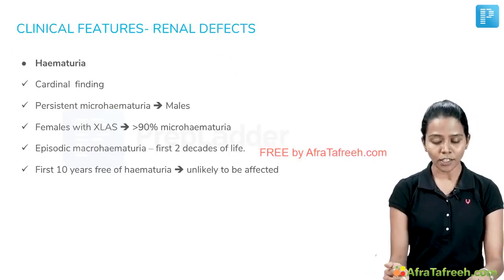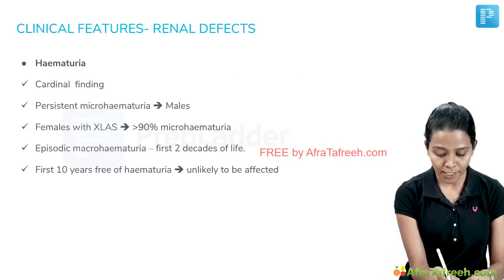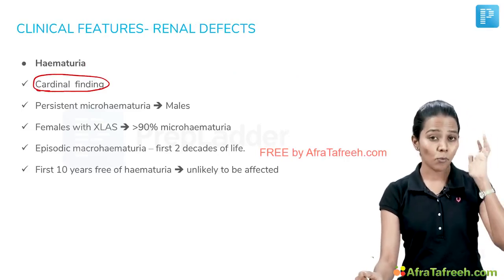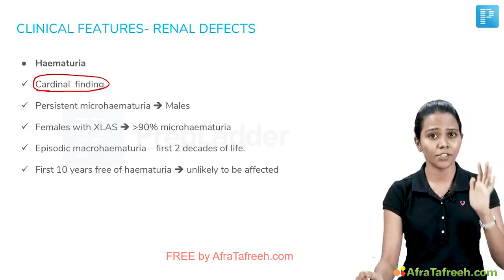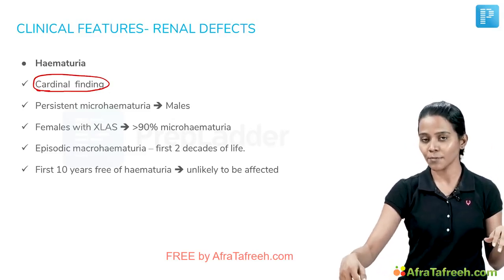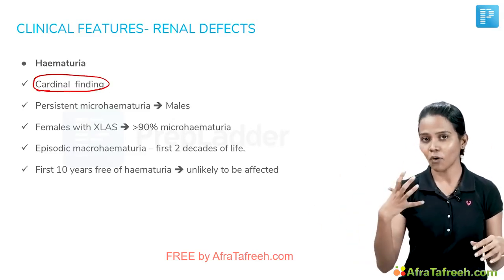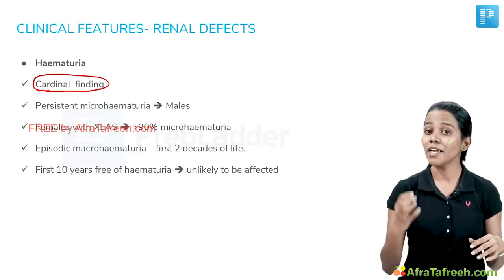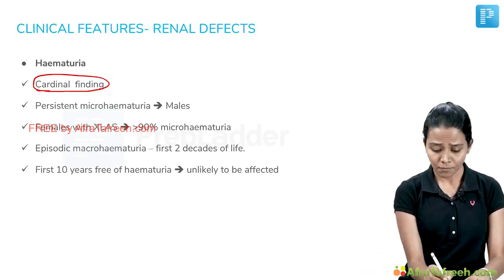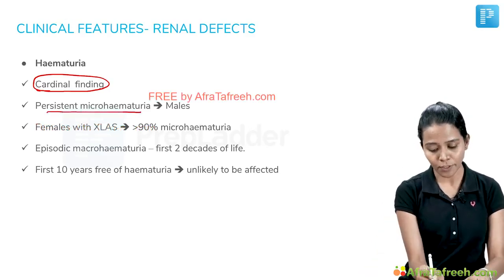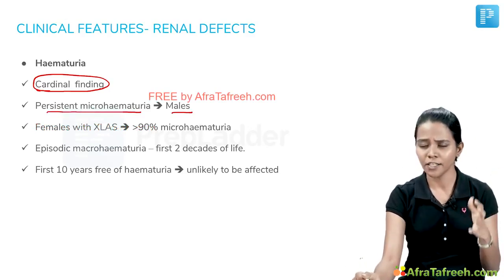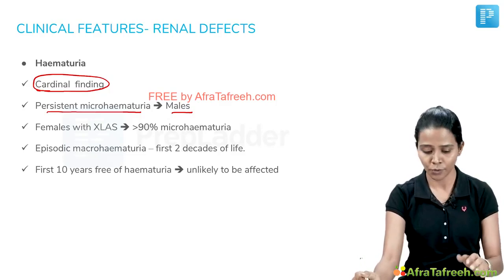Okay. Now, what are the clinical features? Hematuria is the cardinal finding. See, Alport syndrome, the most important or cardinal feature is hematuria, not proteinuria. It's easy to get confused because if question comes as what is the cardinal finding of Alport syndrome, it is hematuria and it is not proteinuria. Okay. So there can be persistent microhematuria in males. So in males, it starts pretty early. There is going to be always some RBCs in the urine.